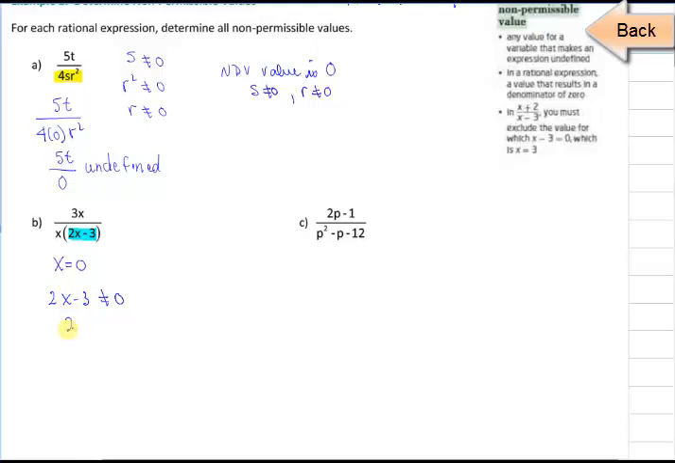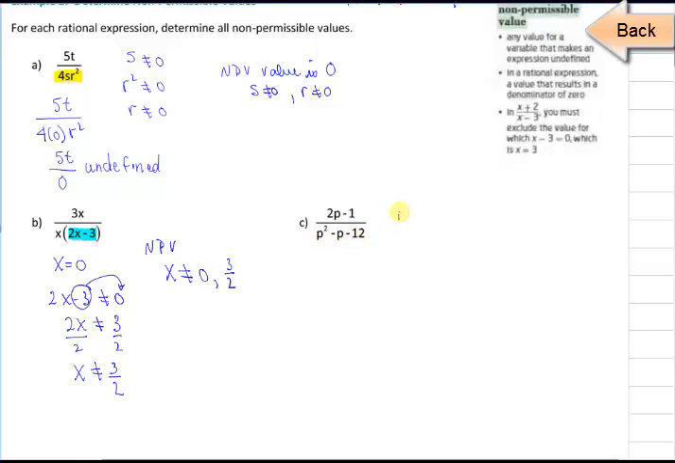So we're going to solve for x. So we're going to bring the negative 3 over to the other side. It becomes positive. 0 plus 3 is 3. We're going to divide both sides by 2, and we find out that x cannot be equal to 3 over 2. So we have two non-permissible values here. Okay, our non-permissible value is that x cannot be equal to 0 and 3 over 2.